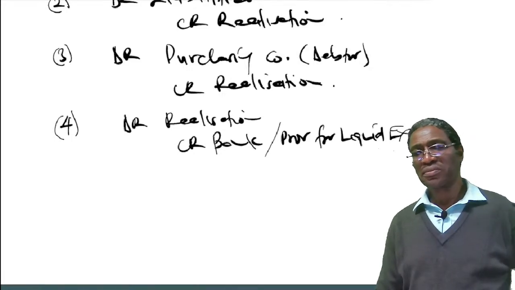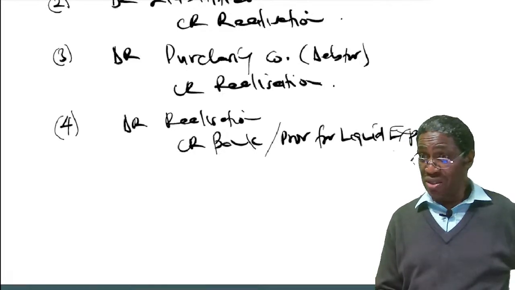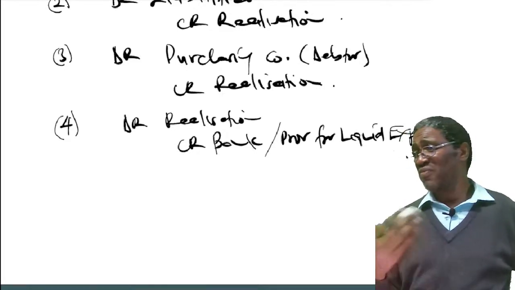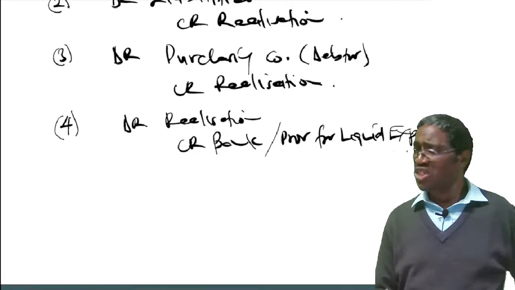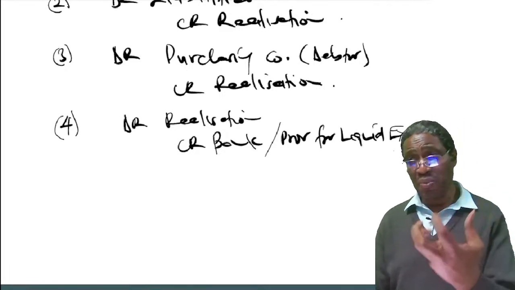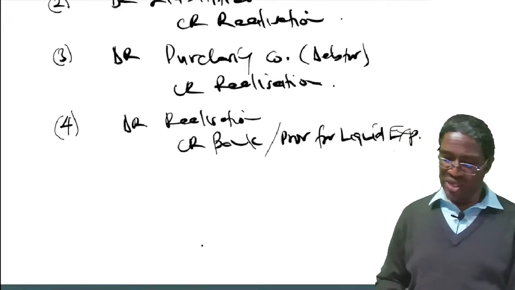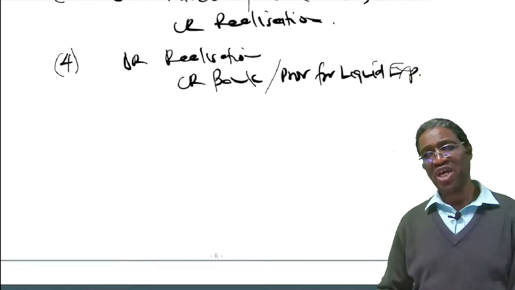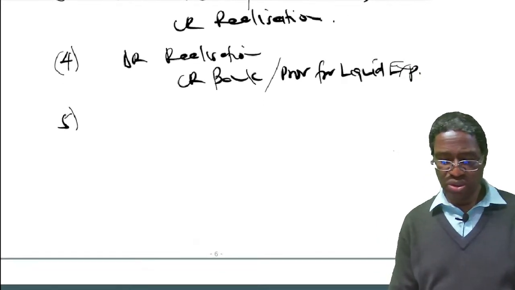Okay? So we are debiting realization. It's an expense. Otherwise, in a normal business, I would have debited P&L. But we are not running a normal business, as I said. We are liquidating, so our operating account becomes realization. That's number 4.